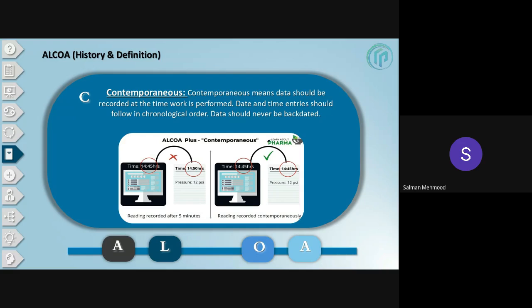C for contemporaneous. Record the activity as you have seen here: the time showing is 14:45 hours, but it was recorded 5 minutes later. So the real-time data should be mentioned and recorded in the GMP documentation. Data should never be backdated.